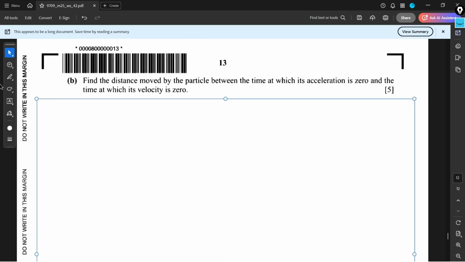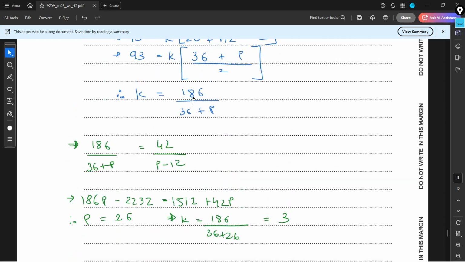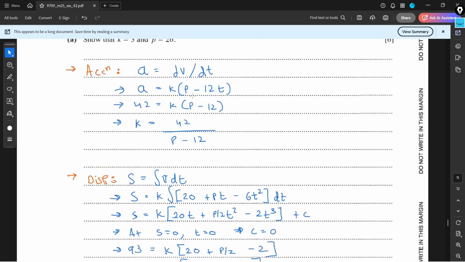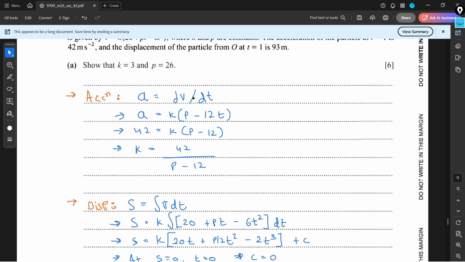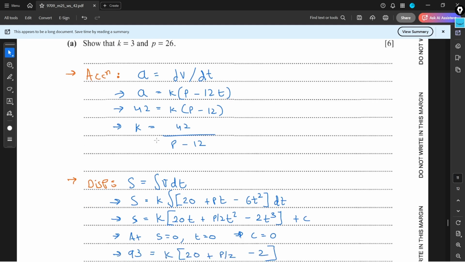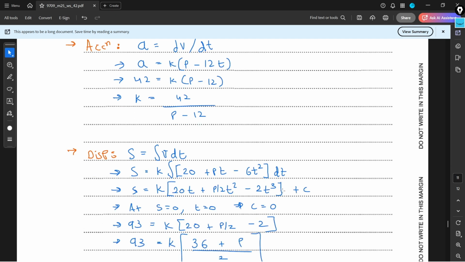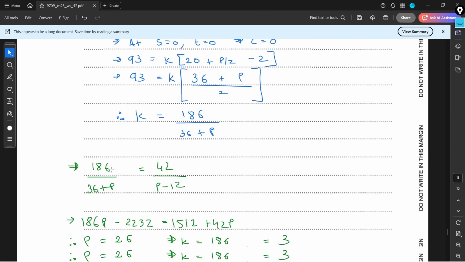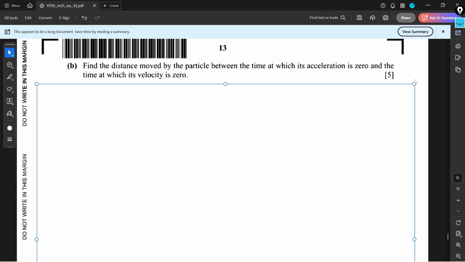Now for the next part, we are asked to find the distance moved by the particle between the time at which the acceleration is 0 and the time at which the velocity is 0. Because I have the acceleration and the velocity equations, I'm going to first find the values of the time when both of them are equal to 0. After that, I'm going to use this integration output and put the values of the time from the lowest to the highest to find the displacement within the given time interval. So let me show you how I have done this.